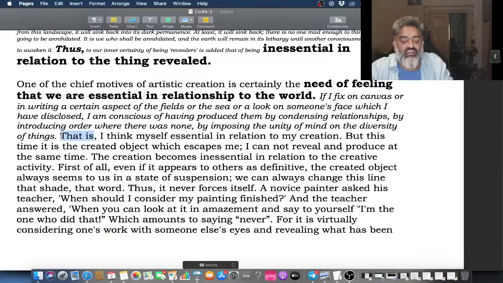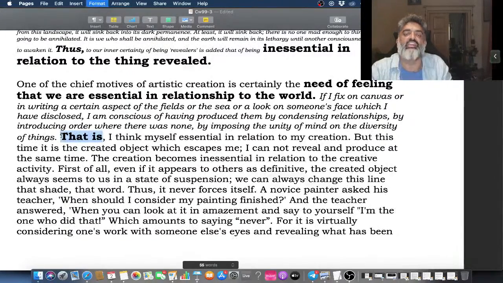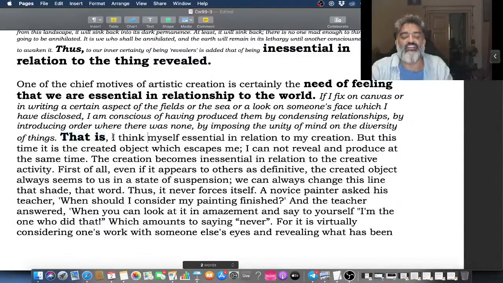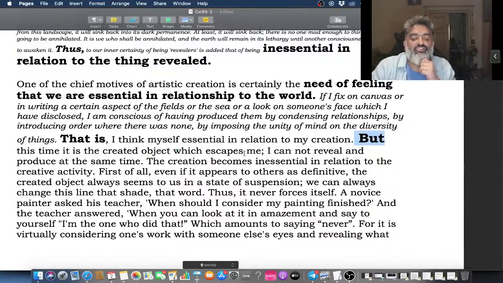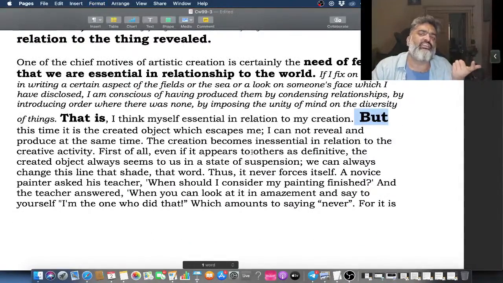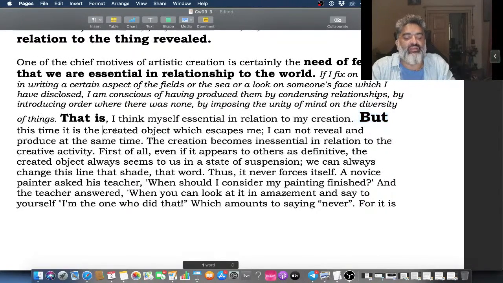That means another way of saying the same story. More blah blah blah if I've got the idea. I think myself essential in relation to my creation. Okay, wow. So essentiality has been achieved. But reading revolves around conjunctions. But this time it is the created object which escapes me. But don't I already know this, that the object becomes inessential? So now he is going to explain this part, created object which escapes me.